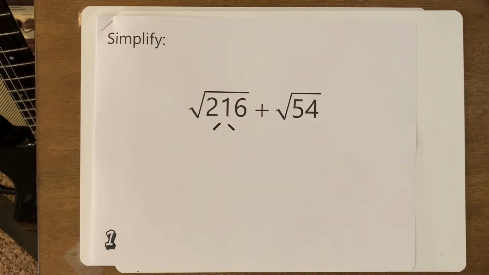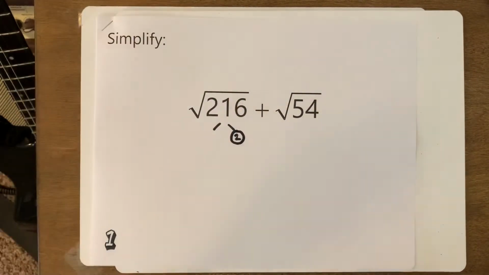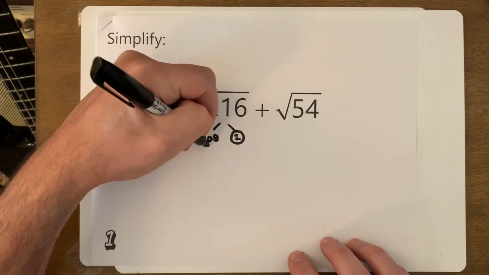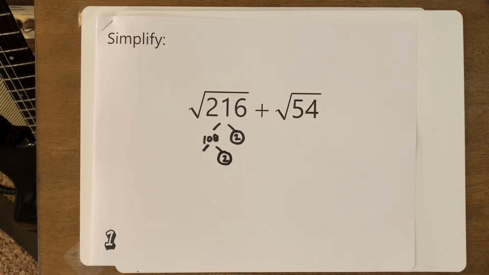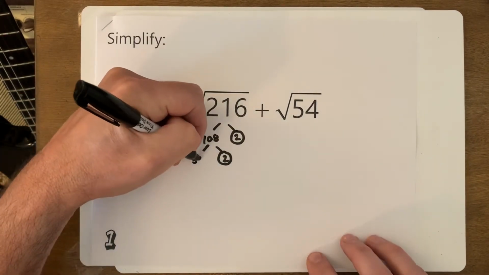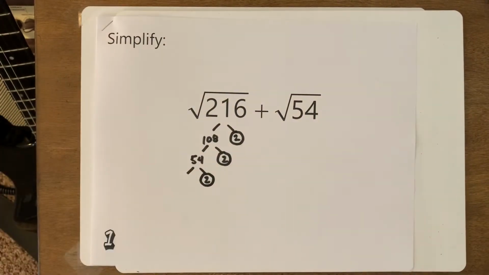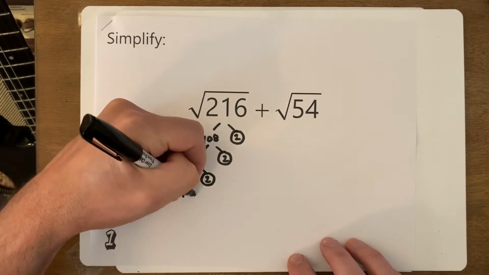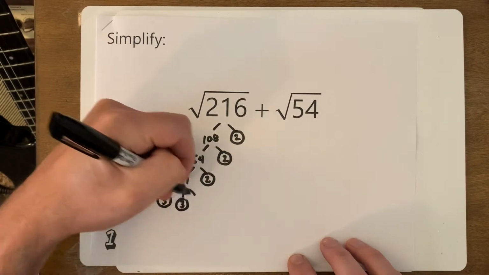And so what we're going to do is take 216, and what I would do is just divide it by 2. Okay, so if you divide that by 2, you get 108. We're going to divide that by 2 also. So if you divide that by 2, you get 54. Okay, we'll divide that by 2 again, and we'll get 27. And if we remember, 27 is 3 times 3 times 3.